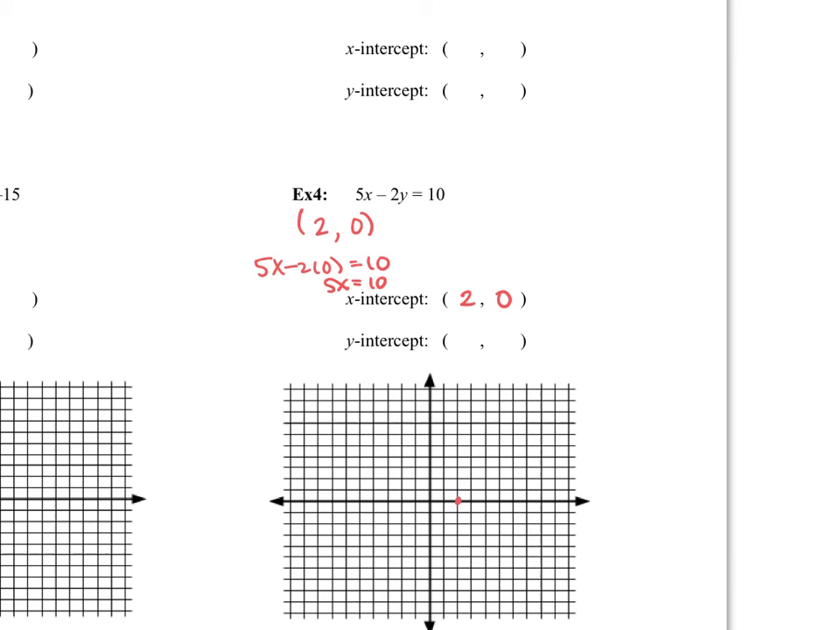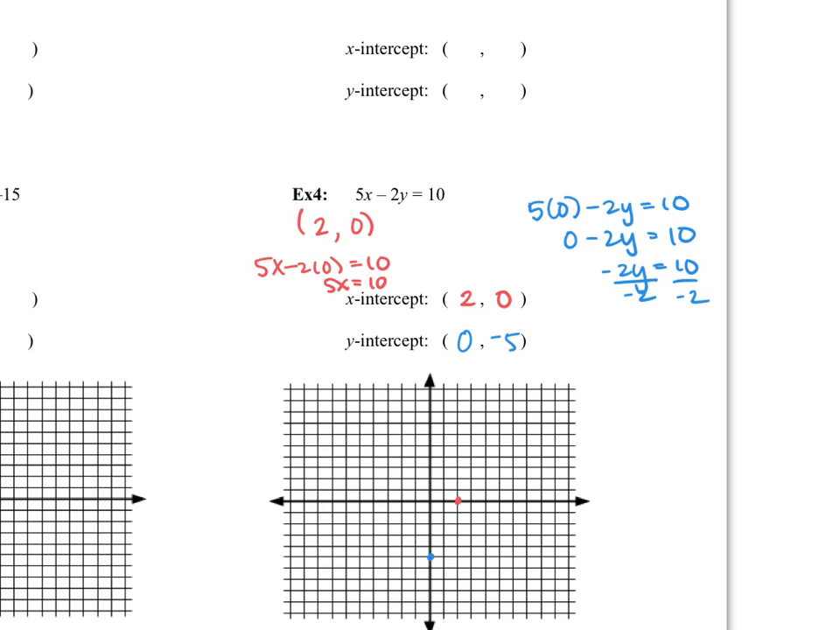And then for my y-intercept, I know the x-coordinate is going to be 0, so I'm going to do 5 times 0 minus 2y equals 10. That would be 0 minus 2y equals 10, which would be negative 2y equals 10. So the big thing on this one is that this negative sign carries all the way through. And so now when it's time to divide both sides, I'm going to divide by negative 2 to get a y-intercept of negative 5. That's going to get graphed on the y-axis.